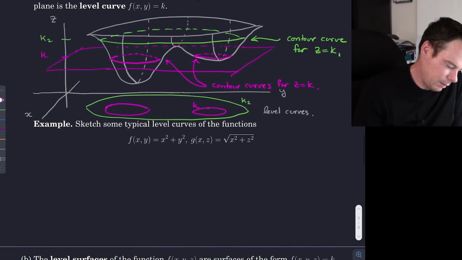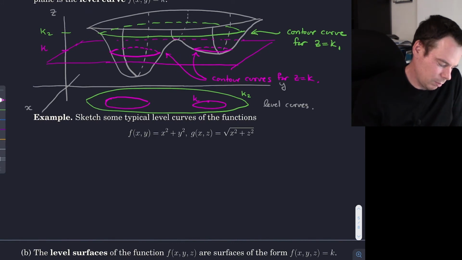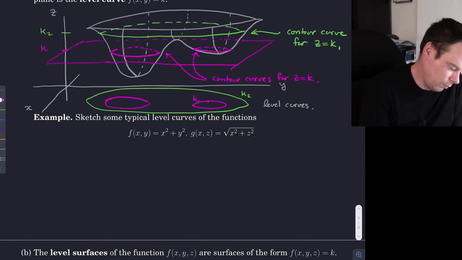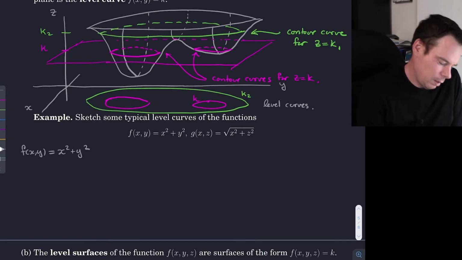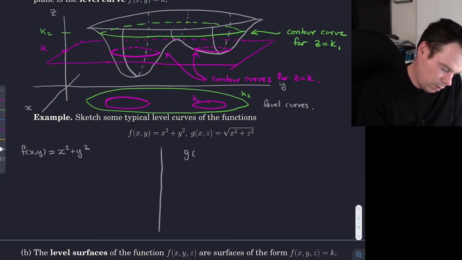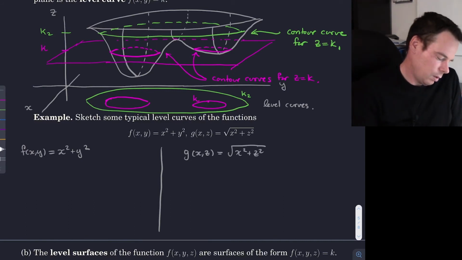So let's get an example where we sketch some typical level curves of some functions. Here I've got the function f of x, y is equal to x squared plus y squared. And on the other hand, we're also going to look at g of x, z is equal to the square root of x squared plus z squared. So for our function f, we want to sketch some typical level curves.